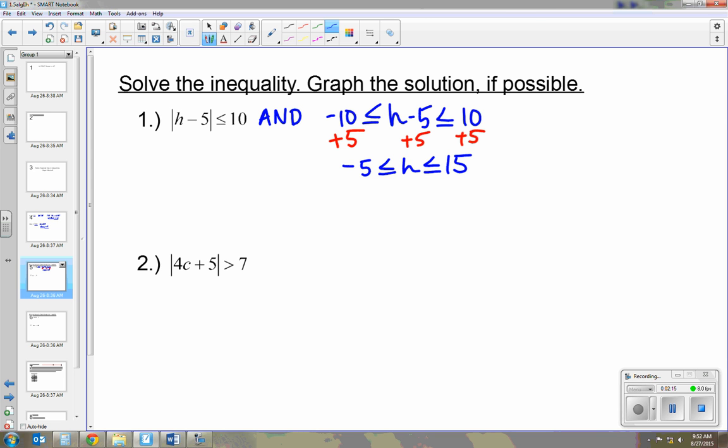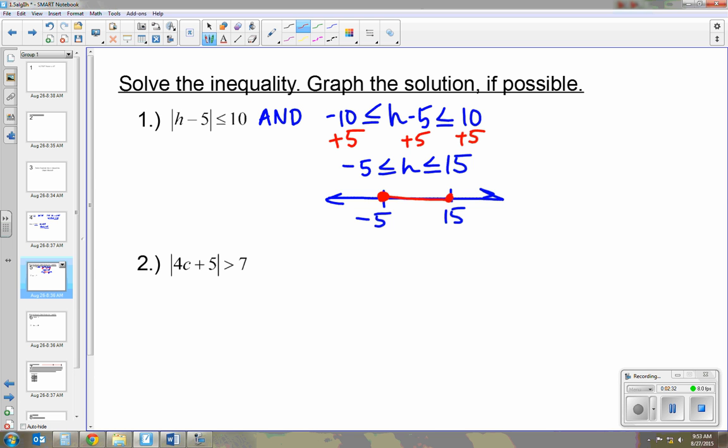And now we can graph this, because it says graph the solution if possible. So we have a negative 5, and we have a 15, and since it's less than or equal to, we fill in our circle. And then since it's an and, we shade in the middle.